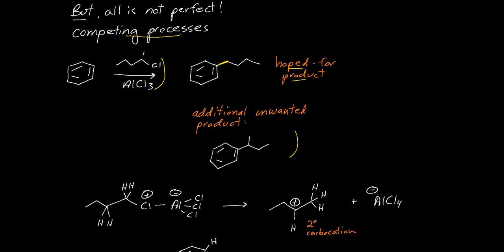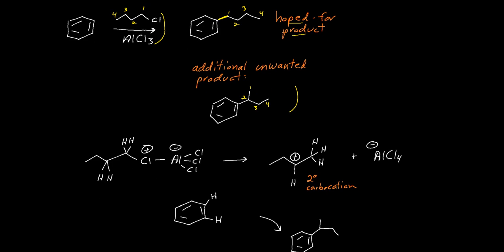And let's do our numbering again. 1, 2, 3, 4. 1, 2, 3, 4. So I hesitated there, right? But we'll see, take a look at what comes out. So how did that form? A new carbon-carbon bond right there.